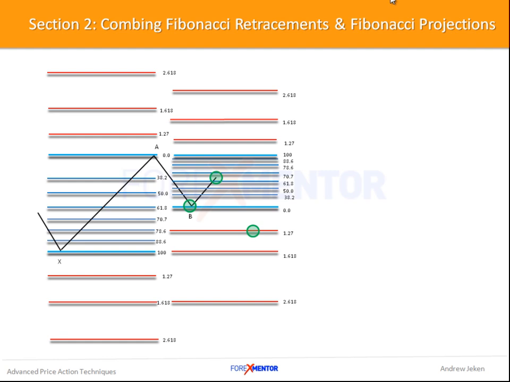So there are two potential areas that we could look to take a trade from: the 786 or 79 retracement and the 127 projection, and then further down there's a 1618 projection and the 2618 projection. Now these are actually two potential patterns that we'll be going over in the next section.